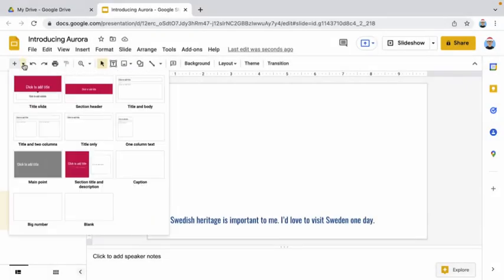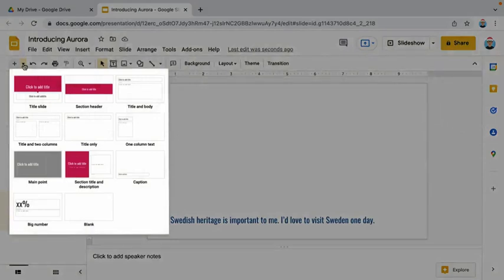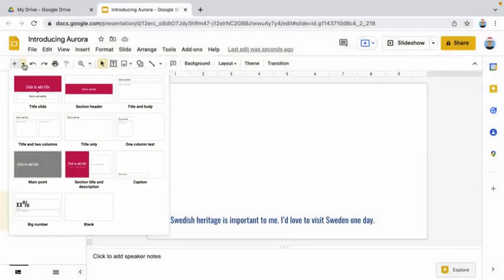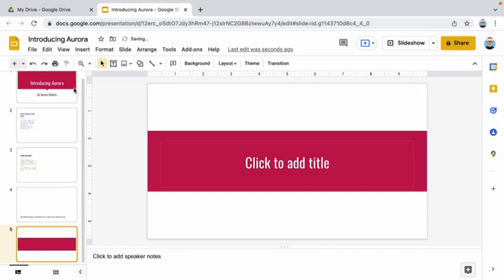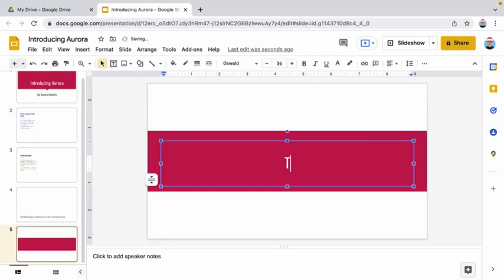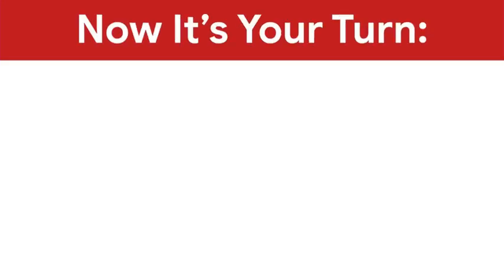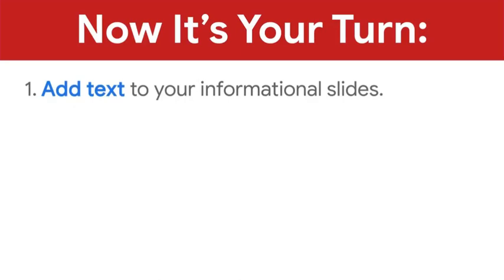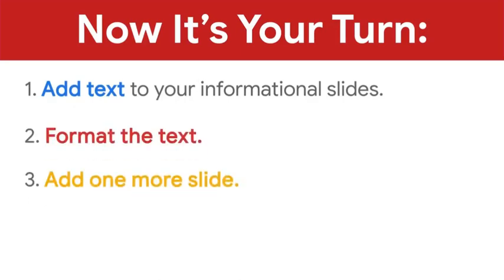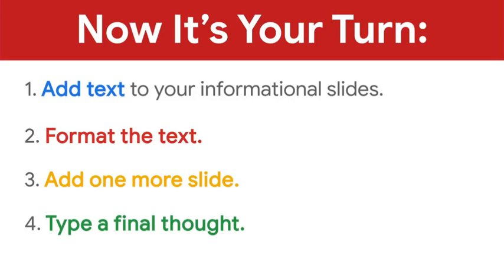Finally, add one more slide and choose a layout. Type a final thought for your audience. This might be a motto, a phrase that describes you, or a short message like thank you or think positive. Now it's your turn. Add text to your informational slides, format the text, add one more slide, and type a final thought.